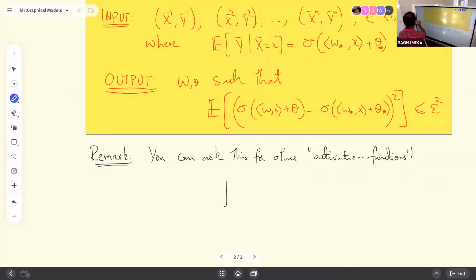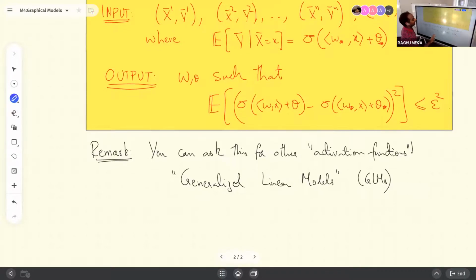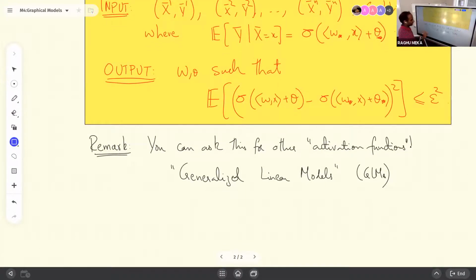And in this general framework, it's called generalized linear models, or GLMs. And these we briefly touched upon when we were testing out gradient descent.